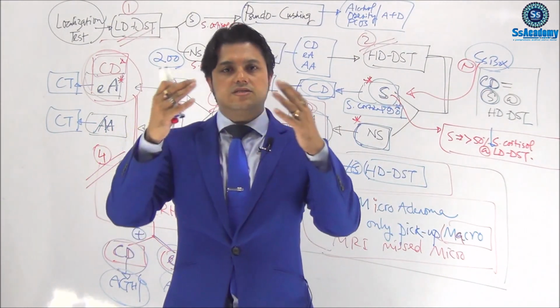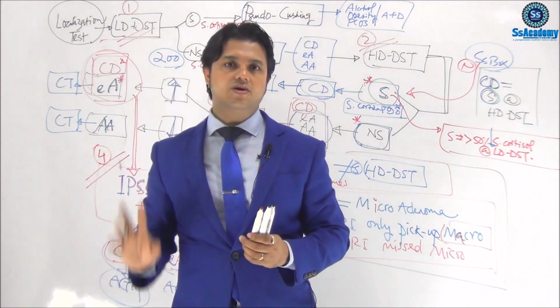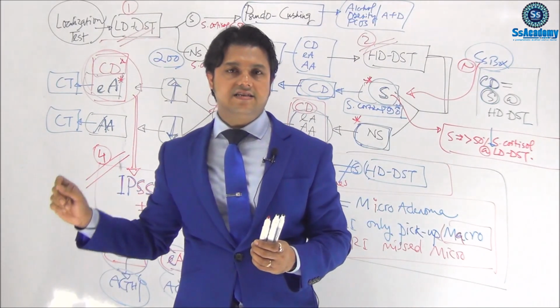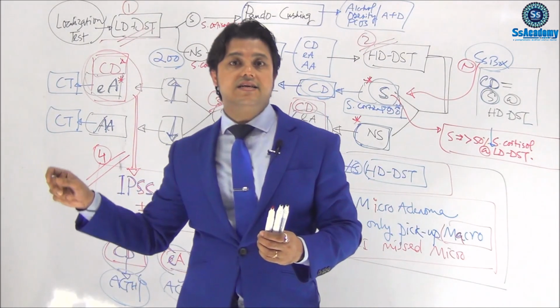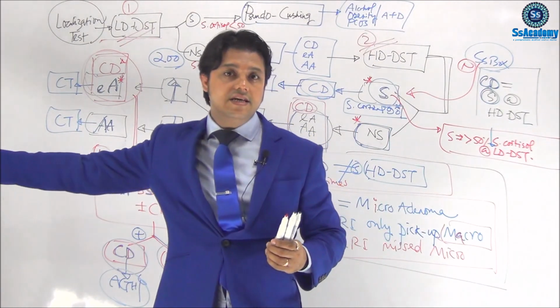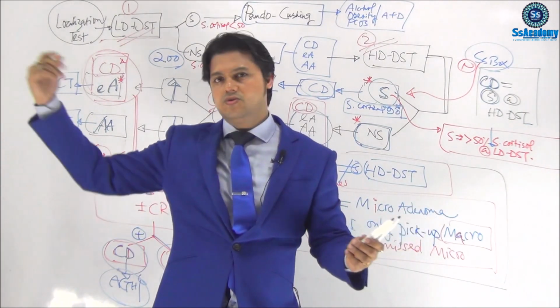Second step, do the HDDST. HDDST, once again suppressed and not suppressed. Suppressed means CD, not suppressed means EA and AA. For EA and AA, do a serum ACTH level. ACTH will be high in EA, low in AA. Done, finished. And do the scan.